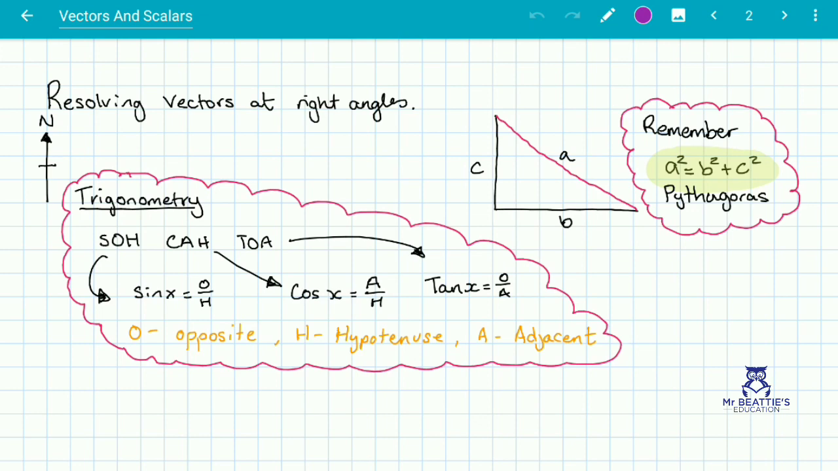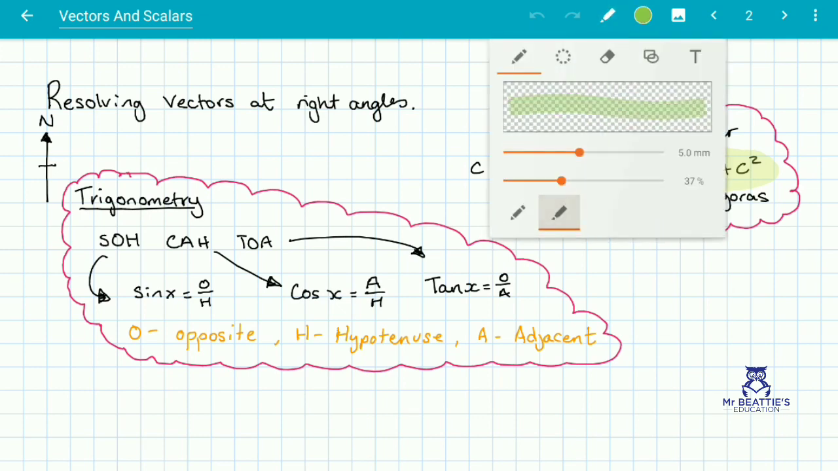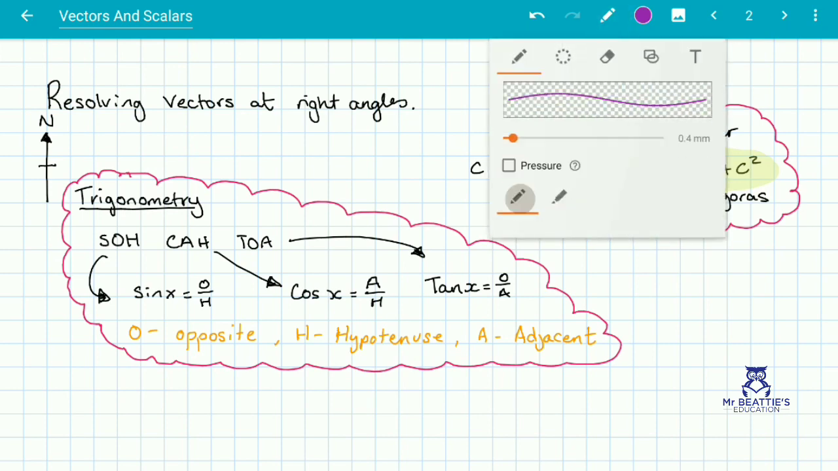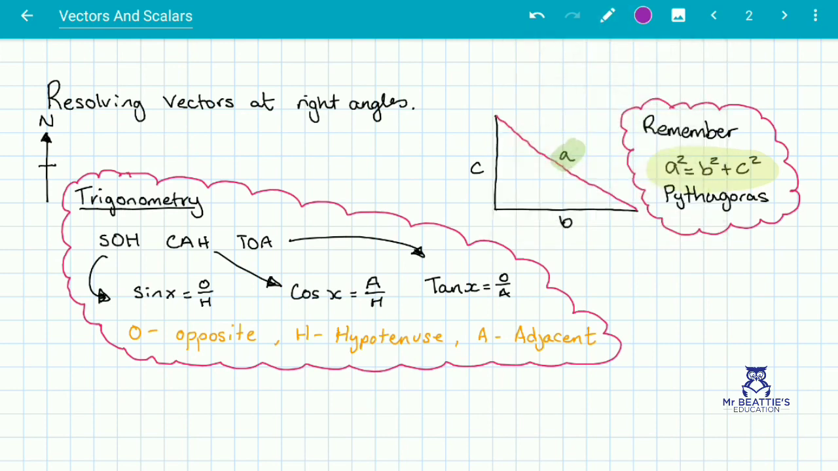Okay, so when you have a right angle triangle, you have three sides, the hypotenuse and two others, and the size of the hypotenuse, which I've got labelled as A here, is equal to the squares of the other two sides added together, and then you square root it to get A. Okay, so we're going to be using Pythagoras' Theorem, and we're also going to be using trigonometry. So we're going to be dealing with SOHCAHTOA to work it out.